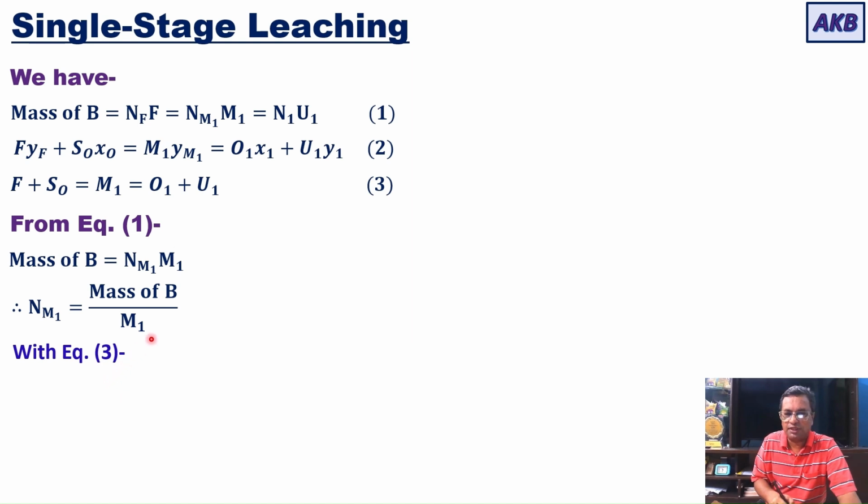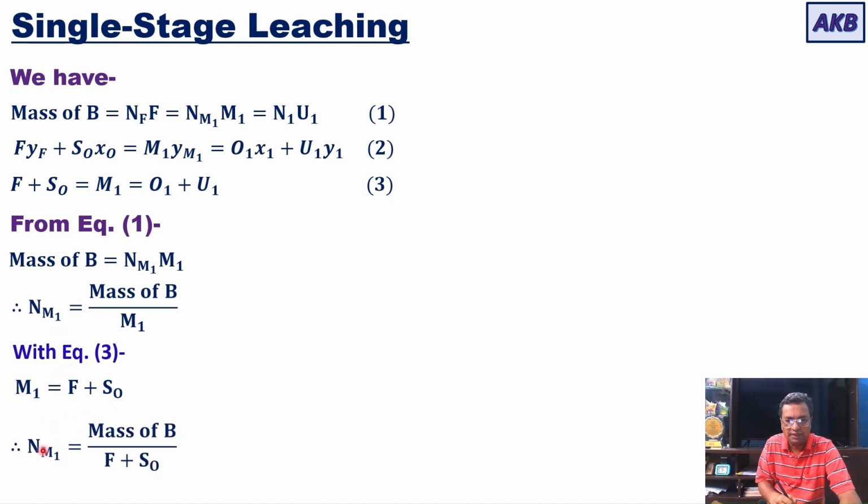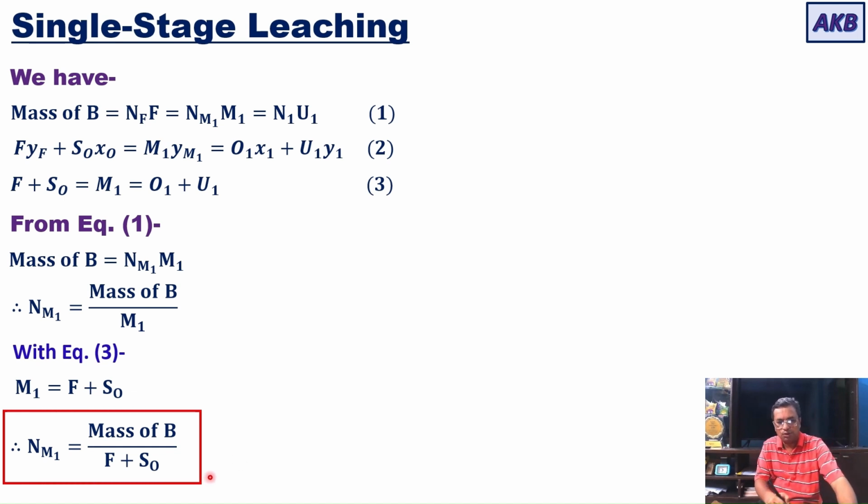And if you use equation number 3, where M1 is expressed in terms of known quantities, which are the known quantities? F and S naught will be initially known to you for the single stage operation. So in place of M1, you can write F plus S naught. So with equation number 3, M1 is F plus S naught, and if you use it in this equation, NM1 will be equal to mass of B divided by F plus S naught. So this equation is useful for calculating NM1, which we need in our analysis.